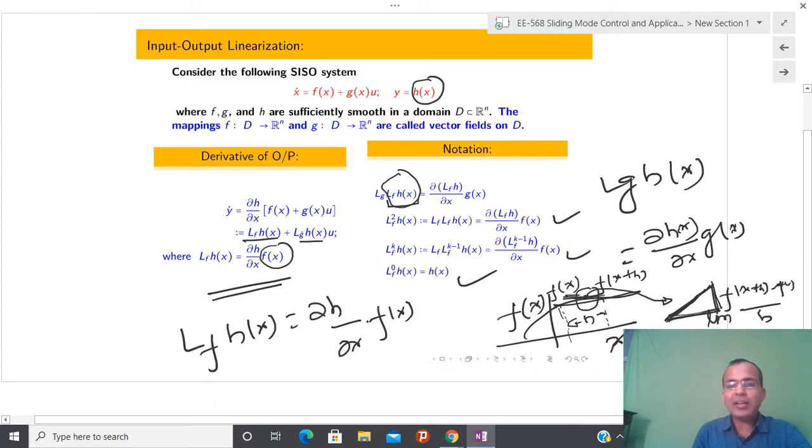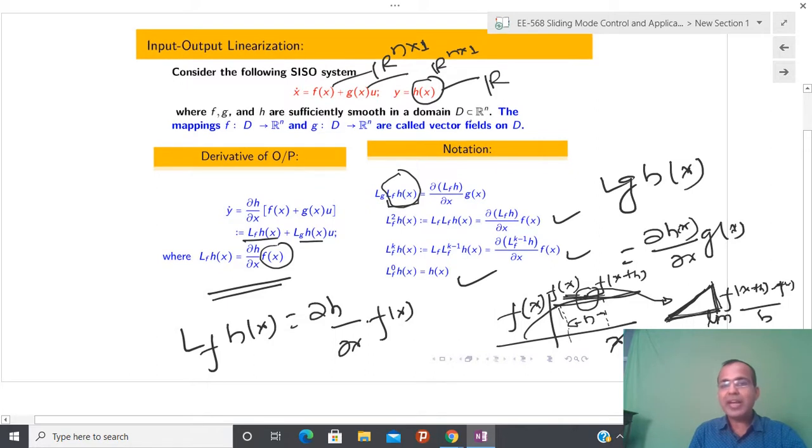Now I have a difficulty here. You can see that f(x) and g(x) may or may not lie on the same curve. Here f(x+h) and f(x) lie on the same curve, but here I have a little bit of difficulty. You can see that f(x) belongs to R^n, g(x) belongs to R^n, but h(x) belongs to R.